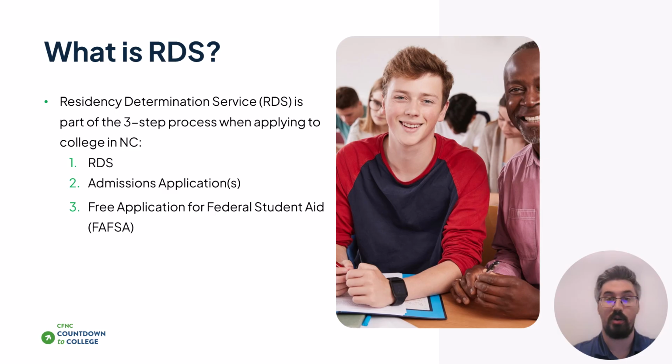The second part of that process is going to be the admissions applications, where you actually apply to the colleges and universities that you are interested in attending. And then, of course, number 3 is filling out that Free Application for Federal Student Aid, otherwise known as the FAFSA, so that you can see what financial aid you qualify for, whether that be from the federal government or from colleges and universities that you're interested in going to.